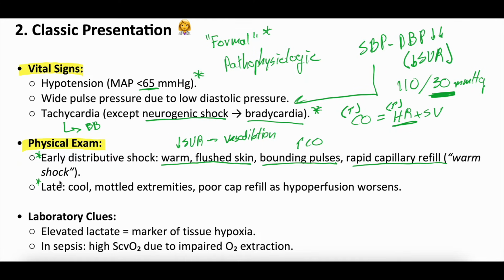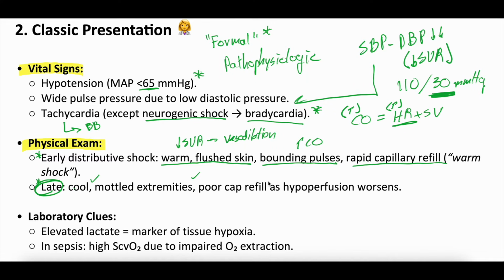Now, in the late phase of distributive shock, things start to change. And this is because you can't often mobilize that high cardiac output for a prolonged period of time, or we should say indefinitely. And after a while, you can't adequately perfuse your organs. That vasodilation doesn't allow for it. And then you might actually be cool.